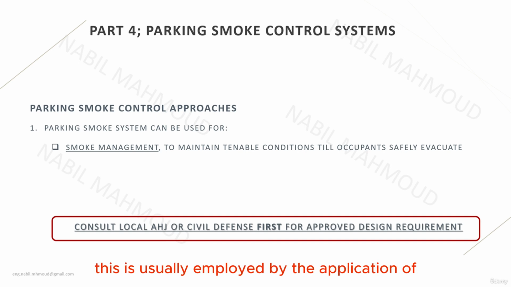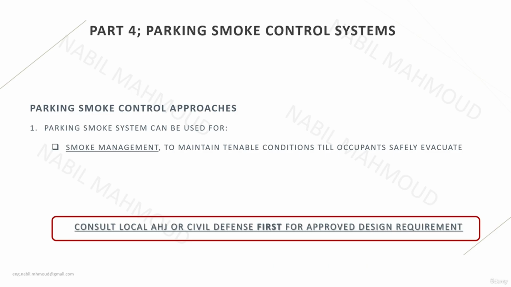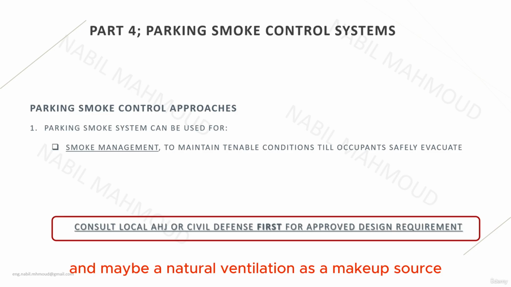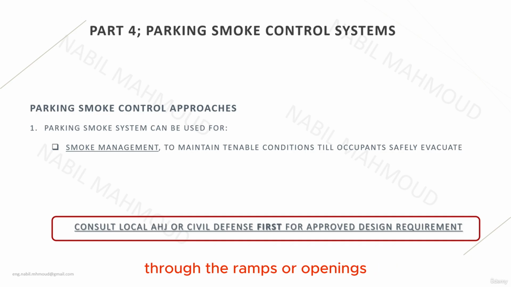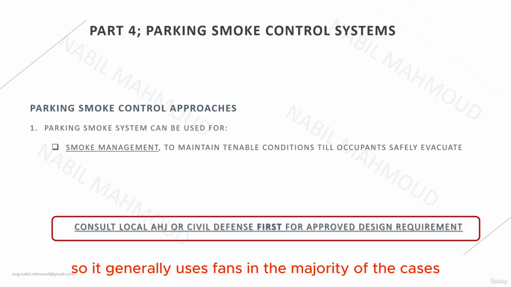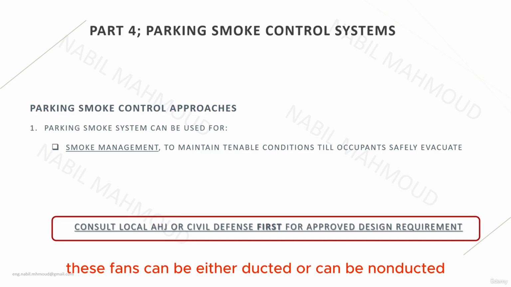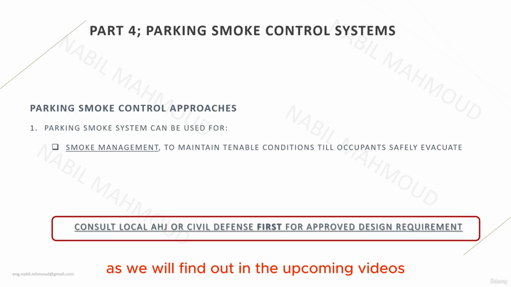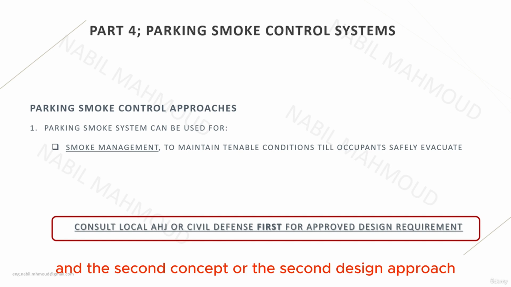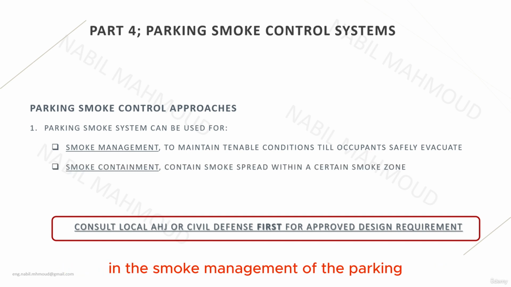This is usually employed by the application of smoke extraction fans, with maybe natural ventilation as a makeup source through the ramps or openings, or mechanical ventilation as a makeup source using supply air fans or makeup air fans. So it generally uses fans in the majority of cases. These fans can be either ducted or non-ducted, like the jet fans, as we will find out in the upcoming videos.